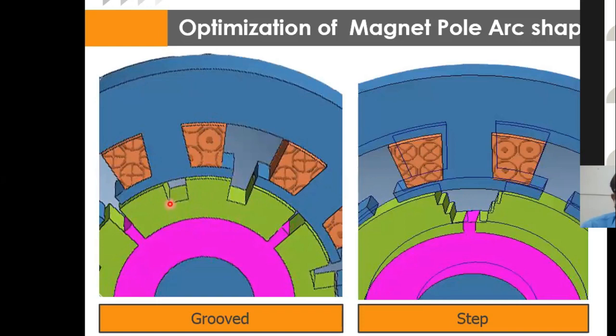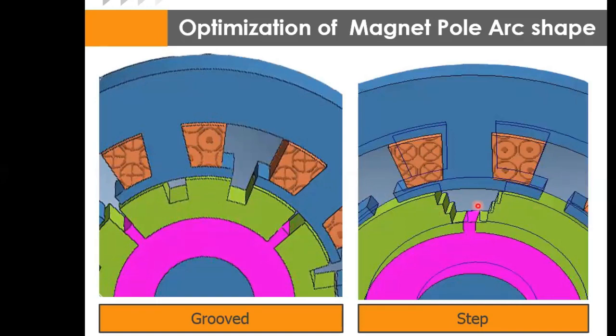So this can be done randomly as per your wish. Here I have given a groove shape and here I have given a step shape, so that I am just confusing the excitation happening in the stator slot. So this is the logic behind it, right? So these two shapes we have done.